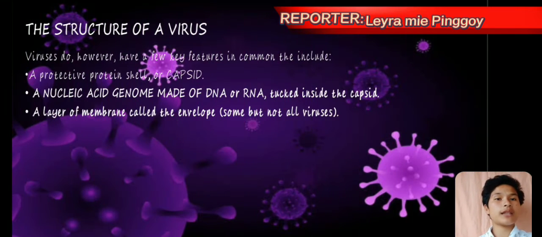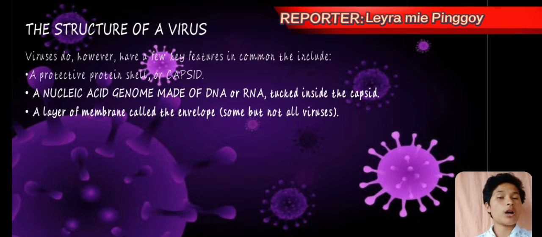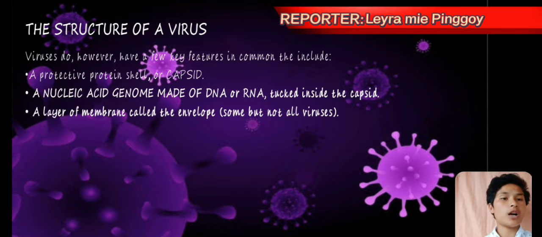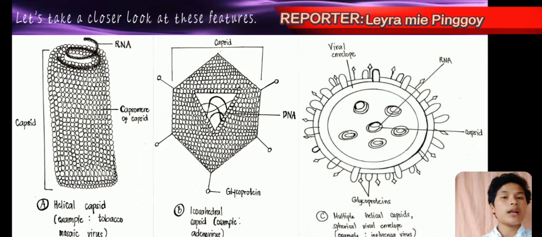Now let's talk about a few key features that are common in viruses. First, a protective protein shell, or a capsid. Next is a nucleic acid genome made of DNA or RNA. Last is a layer of membrane called the envelope. But the envelope is not common in all viruses. Let's look a little closer.